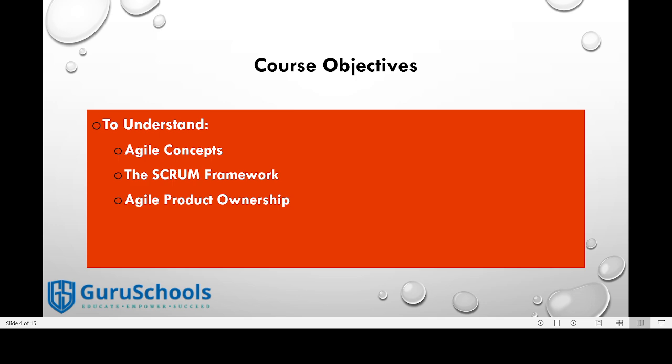And as a product owner, when we're implementing Agile as part of building a product, what does that ownership entail? These are the objectives that we intend to familiarize the participants with, so as to ensure that by the end of the course, the person is confident enough in developing products as a certified product owner.